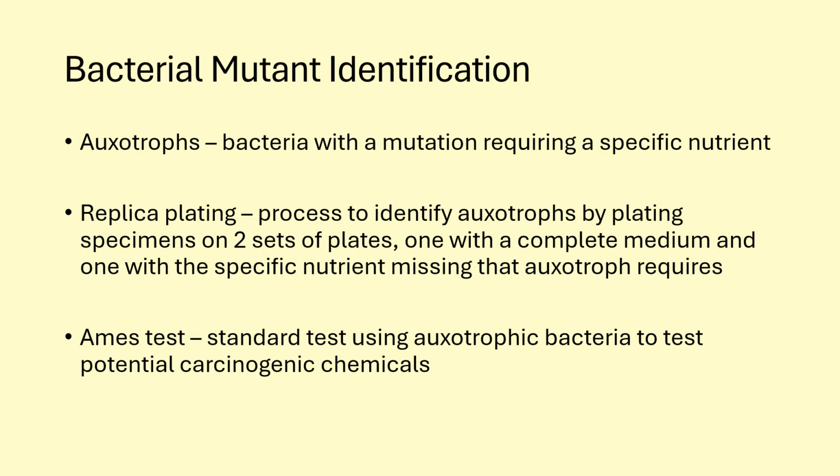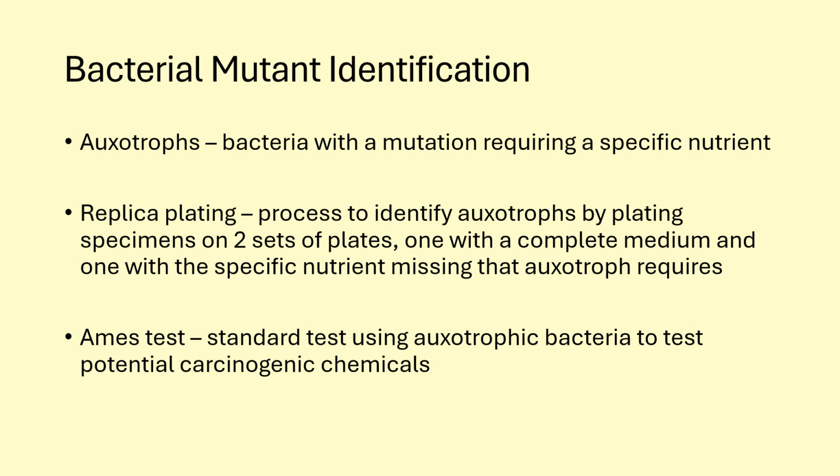Replica plating is a process that you can use to identify the auxotrophs. You basically take your sample specimens and you plate them on 2 different plates. One has a complete medium, so it has everything that's needed for the mutant to grow. And then the second plate has everything except that specific nutrient, oftentimes an amino acid, whatever that nutrient is, you have it missing in the second plate. And so the auxotroph will not grow on that plate. And it's very easy to compare that to the complete one. Oh, in this position, there's the bacteria, but on the second plate, there's not. That's the mutant.